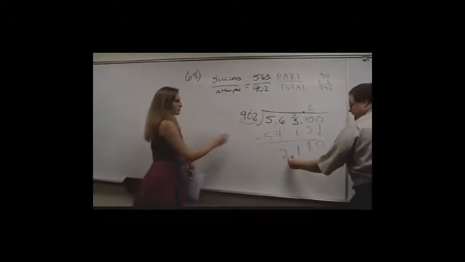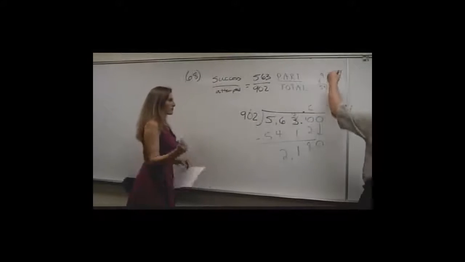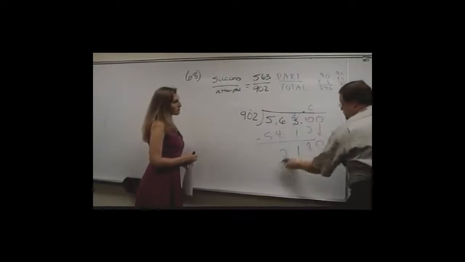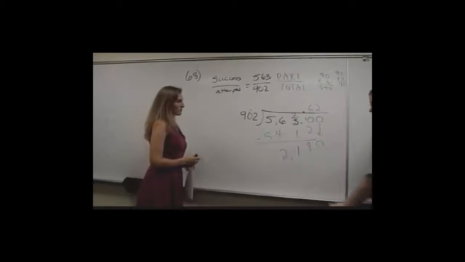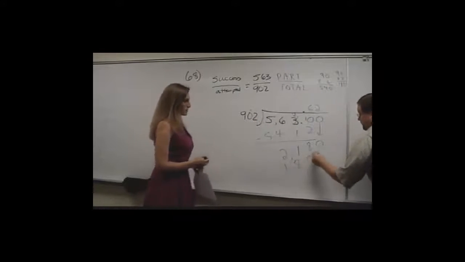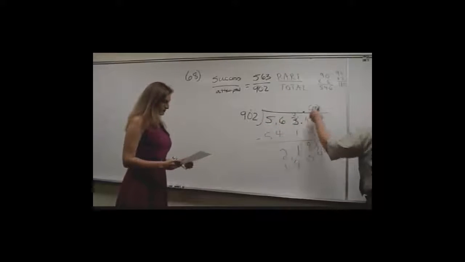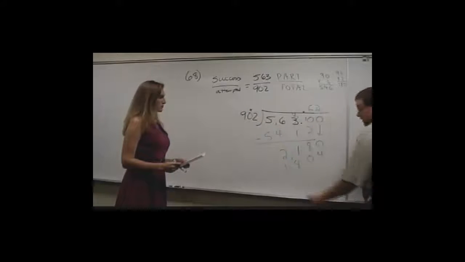902 into 2,180. I'm going to estimate about 2 times because I'm thinking in my head 90 times 2 is 180, so that's a little bit less than 200. So I'm going to say 2 times. So go ahead and multiply. 2 times 902 is 1804. 2 times 2 is 4. 2 times 0 is 0. 2 times 9 is 18. I should probably cross that out so I don't confuse myself.